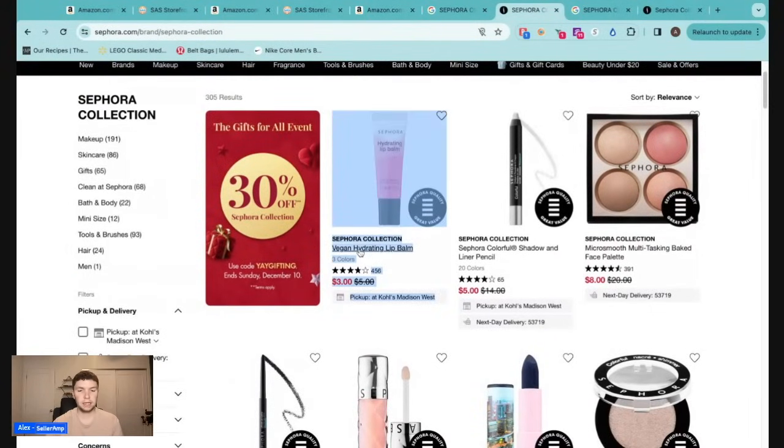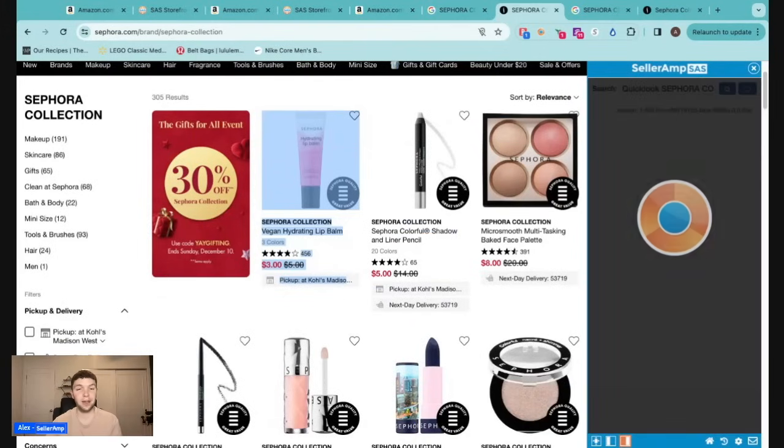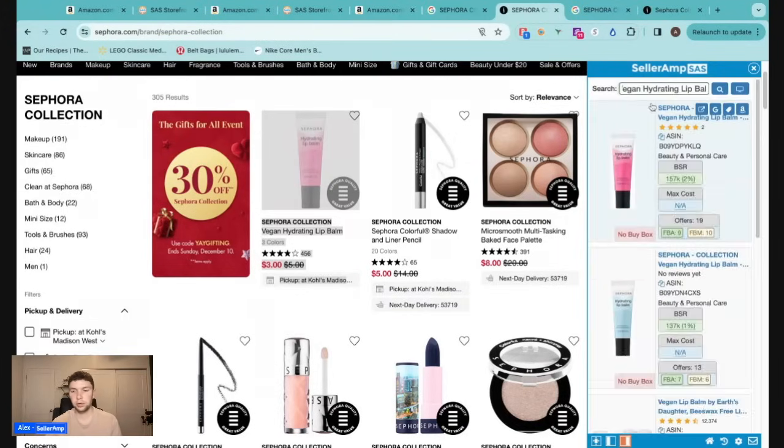So what we can do is right click on the title of the listing and actually SAS search. Now it opens up SellerAmp right on the website, and then it searches the product in Amazon to see if we can find any direct matches. And the one thing you want to do is make sure that the title matches, because sometimes when you do this method, it will paste in a couple of different extra words that we don't want to see. So what I need to do is go in and modify the title to make sure that no extra words are in there that are going to mess with the actual search on Amazon. So that's exactly what we're doing here.